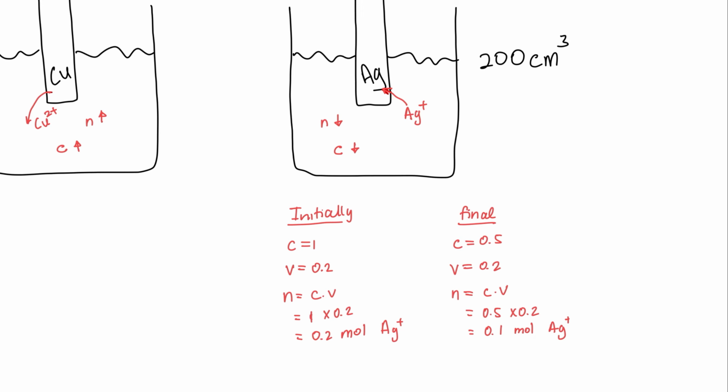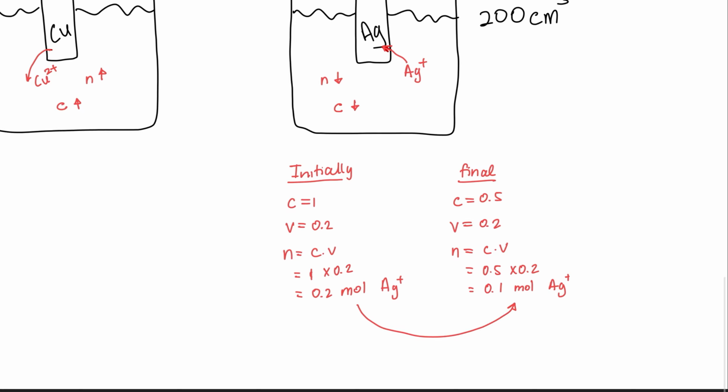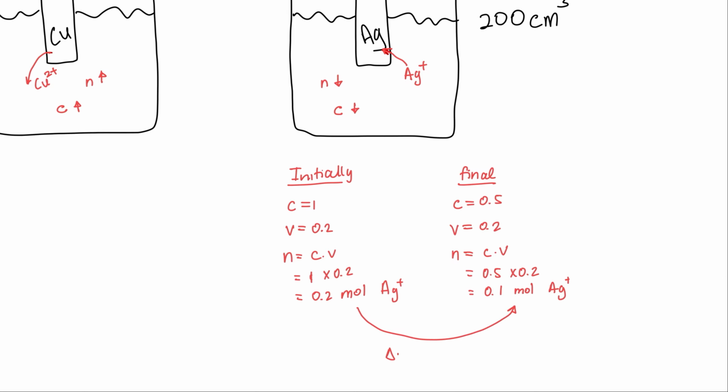So that means in going from a concentration of 1 mole per dm cubed to 0.5 moles per dm cubed, the change in the number of moles is 0.1 minus 0.2, so it decreased by 0.1 moles. So that is the change.